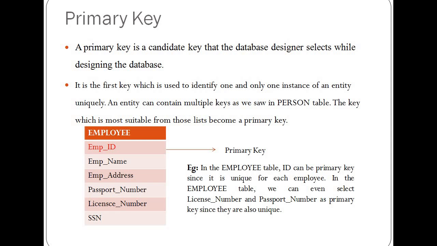See here in the example, in the employee table, ID can be the primary key since it is unique for each employee. In the employee table, we can even select license number and passport number as primary key since they are also unique. Even another number can also be a primary key since it is a unique one. We'll be seeing that also.